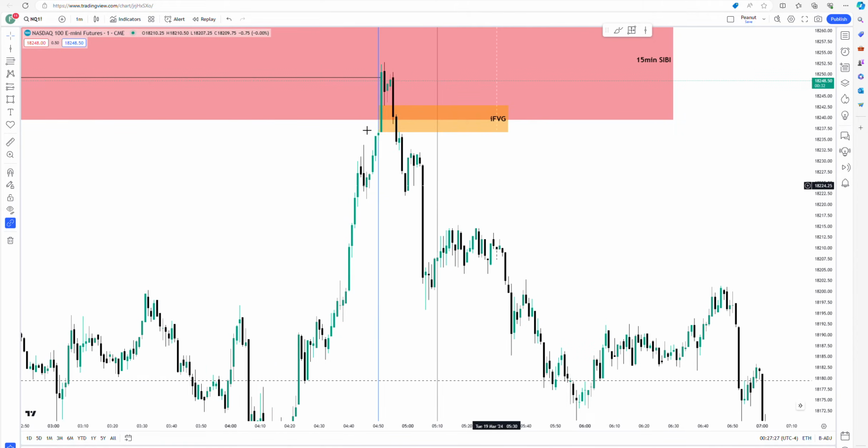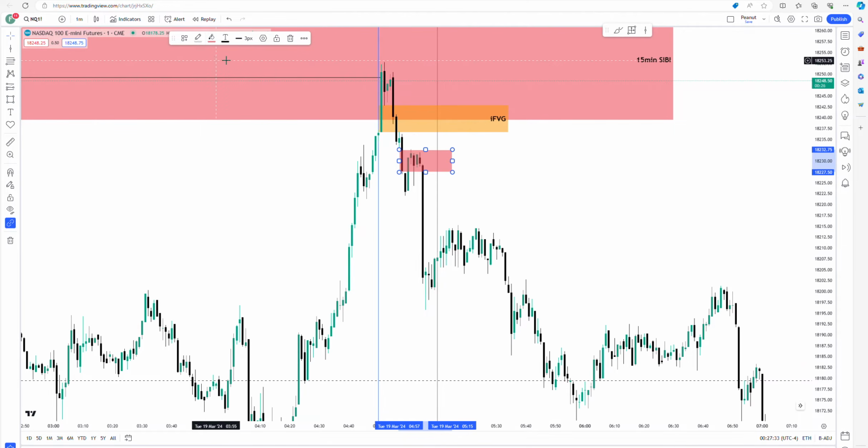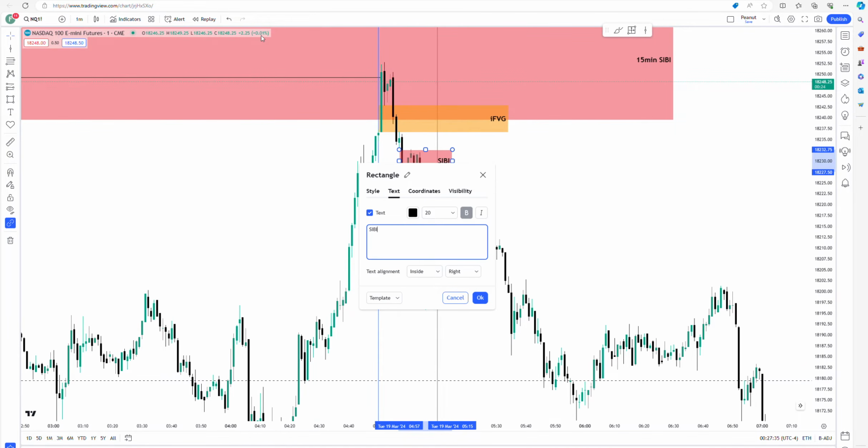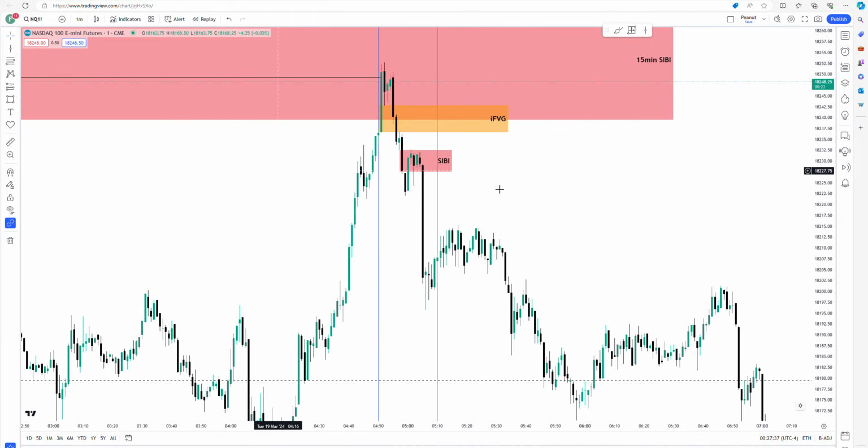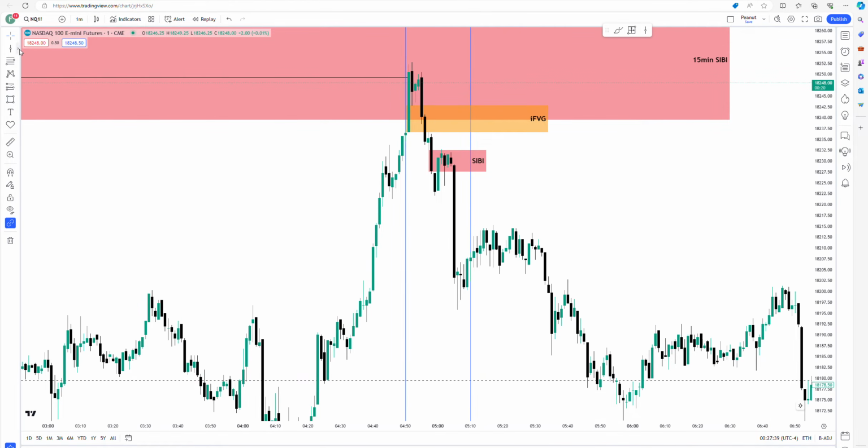And this is exactly where I entered from. So have a look at this. This sell side imbalance, right? This is a SIBI right here. And look at what that lines up with. So this is the unicorn model, right? These two down close candles are your breaker block. I'm going to outline that with two black lines here.